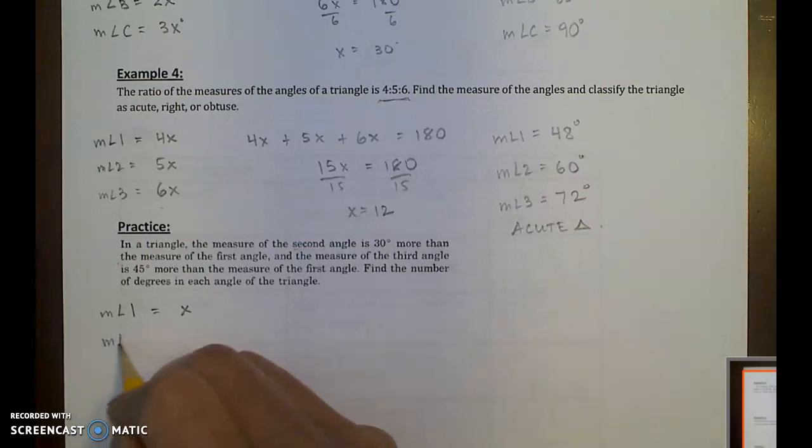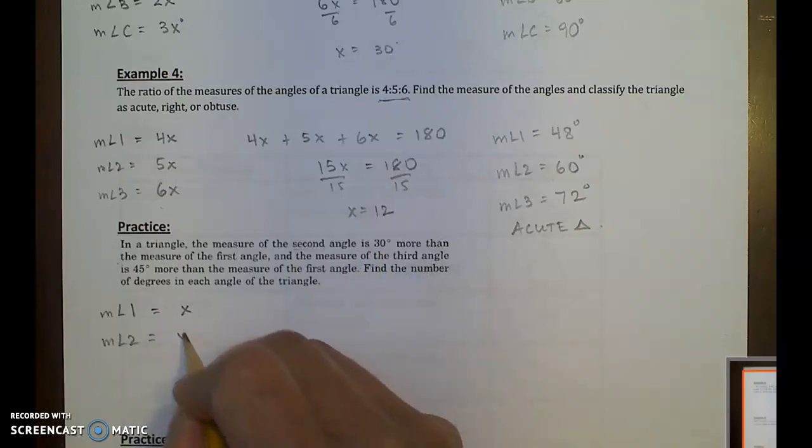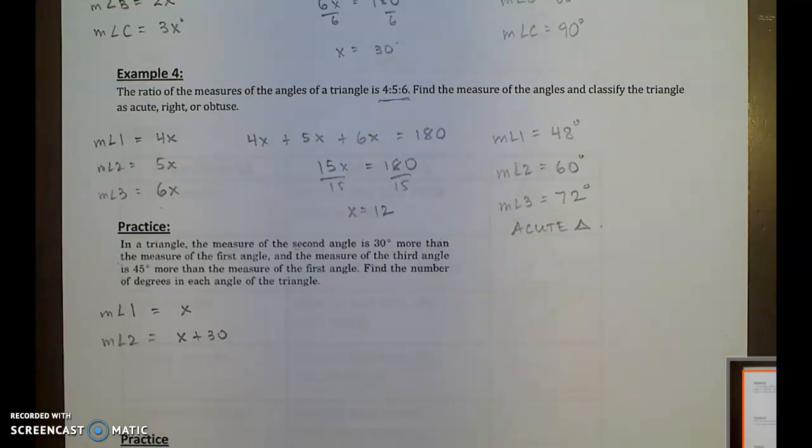The measurement of angle 2. So again, it says the second angle is 30 more than the measure of the first. So "more than" means plus 30, so x plus 30.